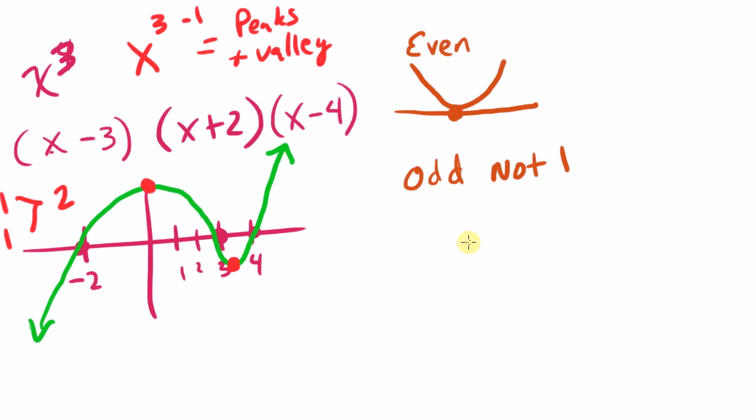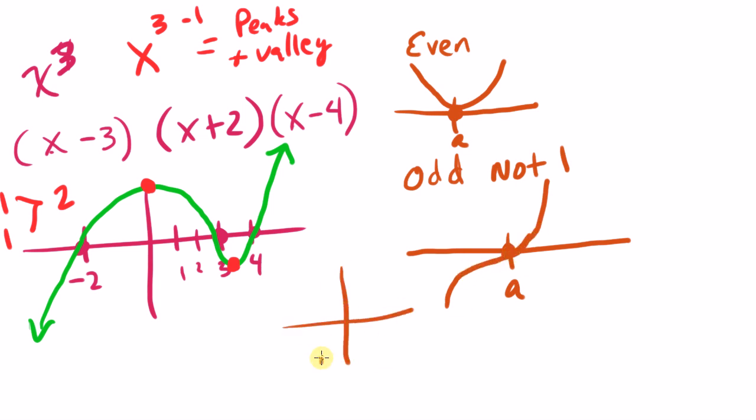Oh, why did I do that? If it's odd but not 1, what you're going to get is, at this point, we'll call it point A. Doesn't really matter, label it anything you want. What it's going to do is, if it's odd, it's going to snake through at this point, like the cubic does. When you have x cubed, remember how it went like this and it snaked? This is what it's going to do.